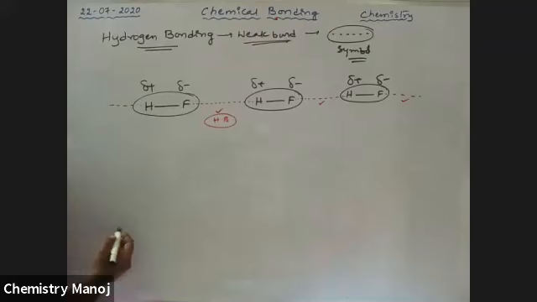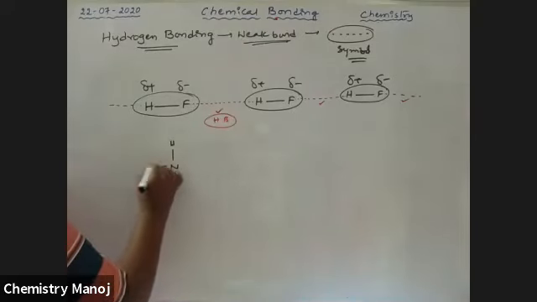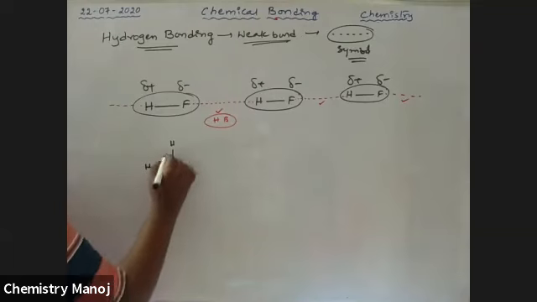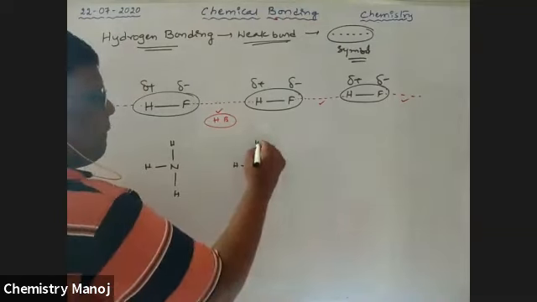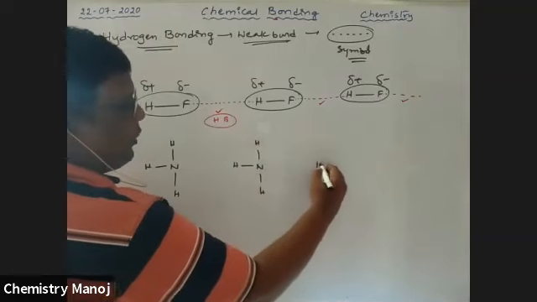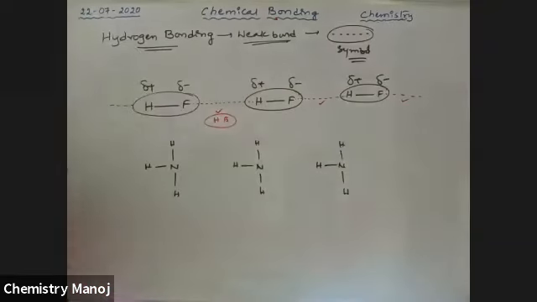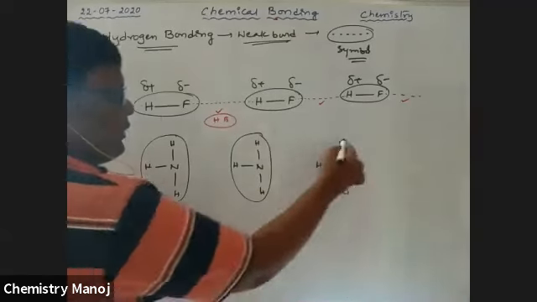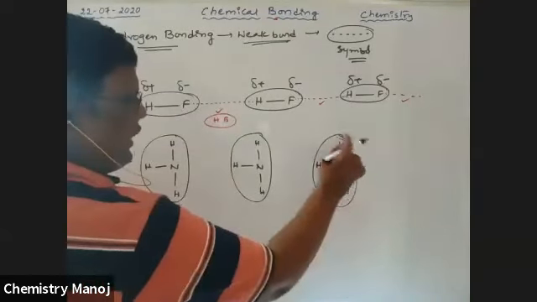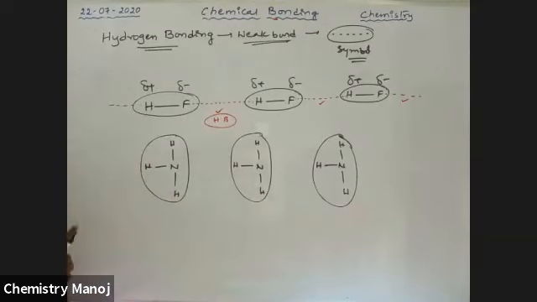Now I will give one more example. NH3. It is an ammonia molecule. One more NH3 molecule. These are all ammonia molecules. So this is one molecule, this is another molecule, and this is another molecule. No interaction actually there. But nitrogen is the third most electronegative element.